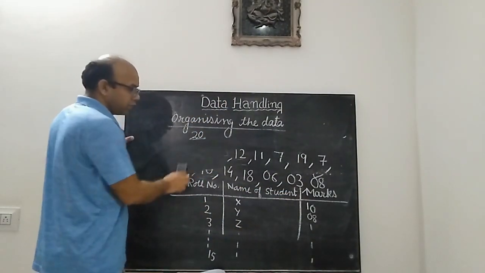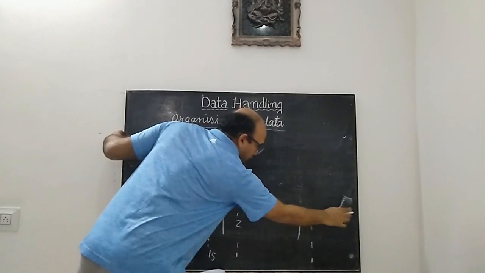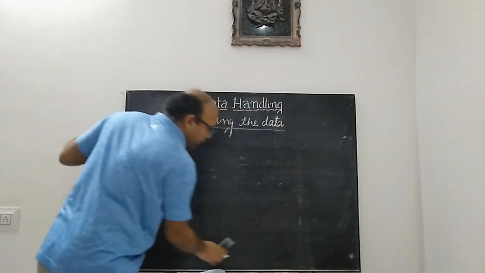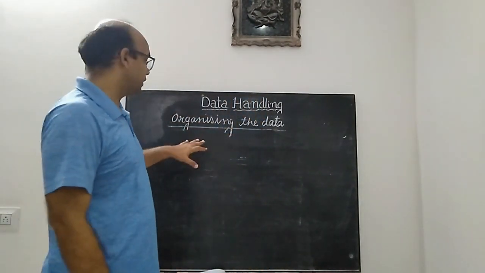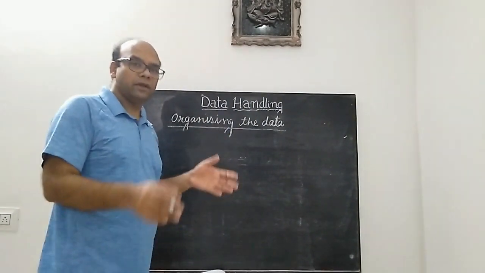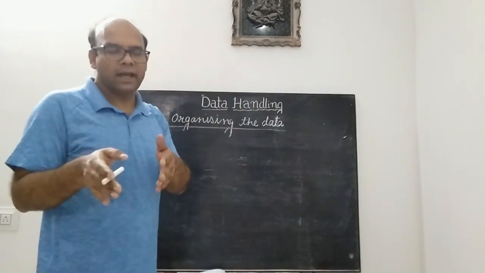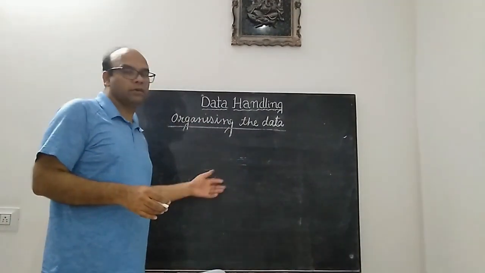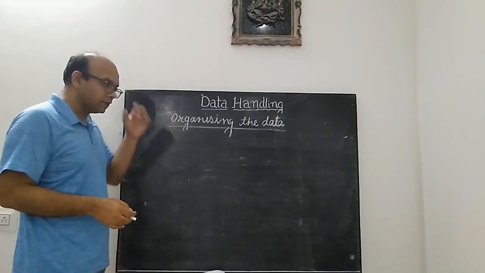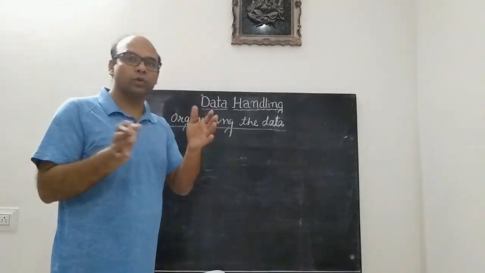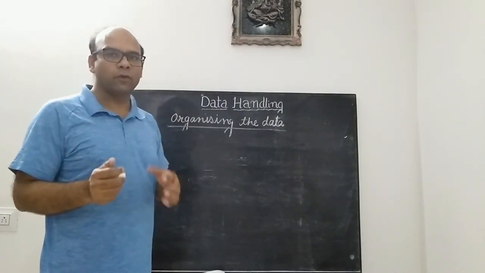Now, suppose you are not interested in the name of the student, but more interested in the numerical data, and what we are trying to find is how many students got how many marks, rather than focusing on the roll number or the name of the students. And suppose we have another data set, the number of goals scored in a match in a tournament, say of football.